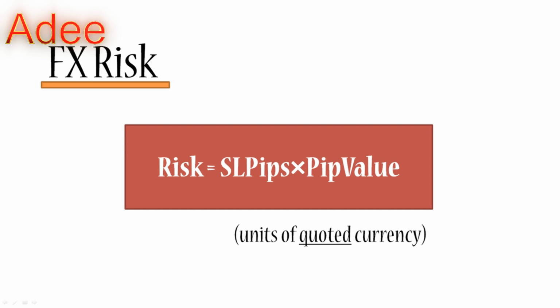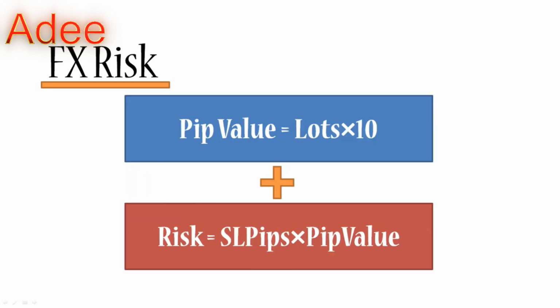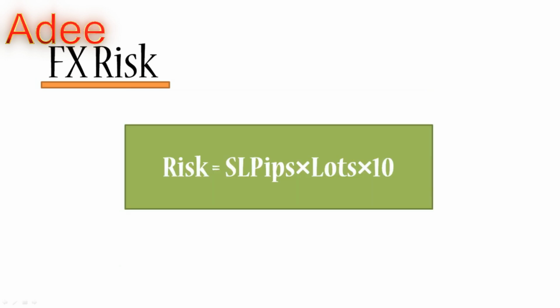So that is a very simple formula that does not require derivation because it's just intuitive. Now, how about we put these two formulas together? We know that pip value is lots times 10, and we also know that risk is stop loss in pips times pip value. So let's take pip value from the first formula and plug it into the second one. Let's see what we get. We get risk is equal to stop loss in pips times lots times 10. That's quite interesting, isn't it?